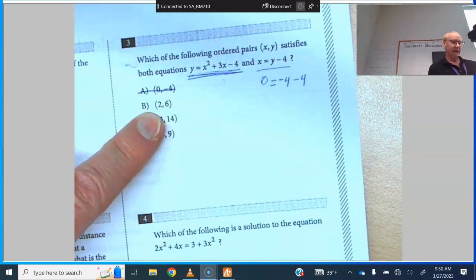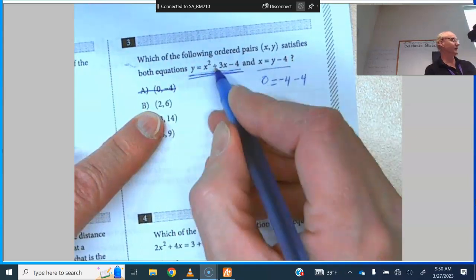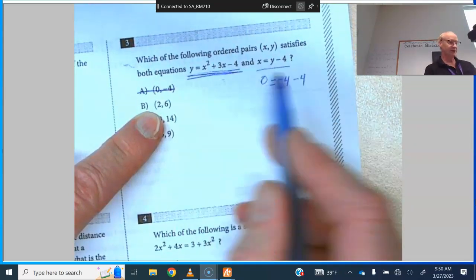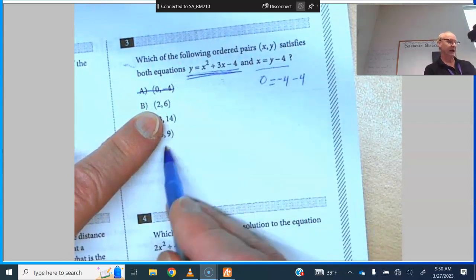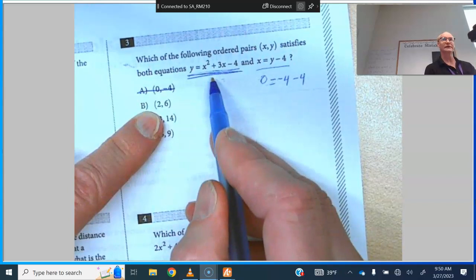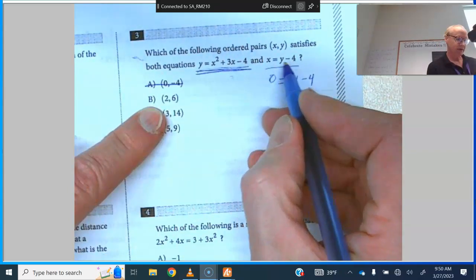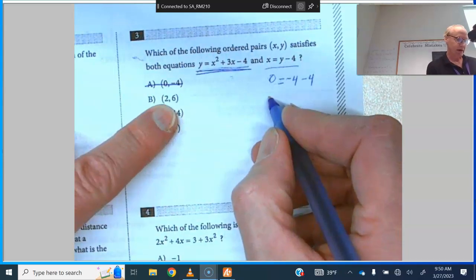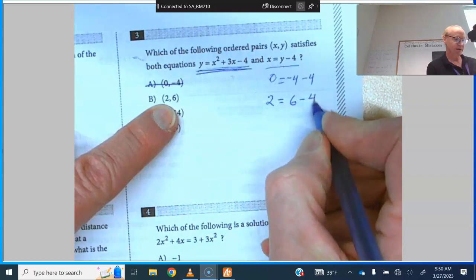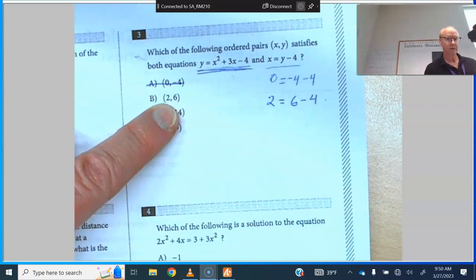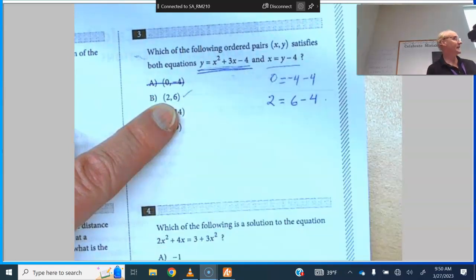Now, the thing is, it is a lot easier to test this equation than this one, isn't it? So what I would do is test this first one for all the answers, and then come back to this one and test it. So I'm going to test this first equation, x equals y minus 4. I'm going to try 2 equals 6 minus 4. Is this true? Yeah, looks like that could be an answer.